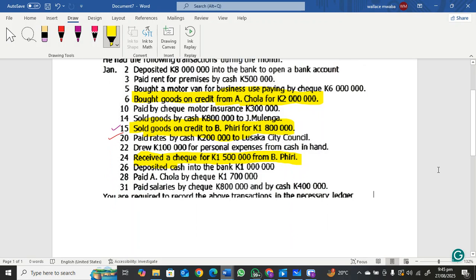Like this, you indicate it like this, madam. That's how you indicate. That's how you show the double entry, madam.